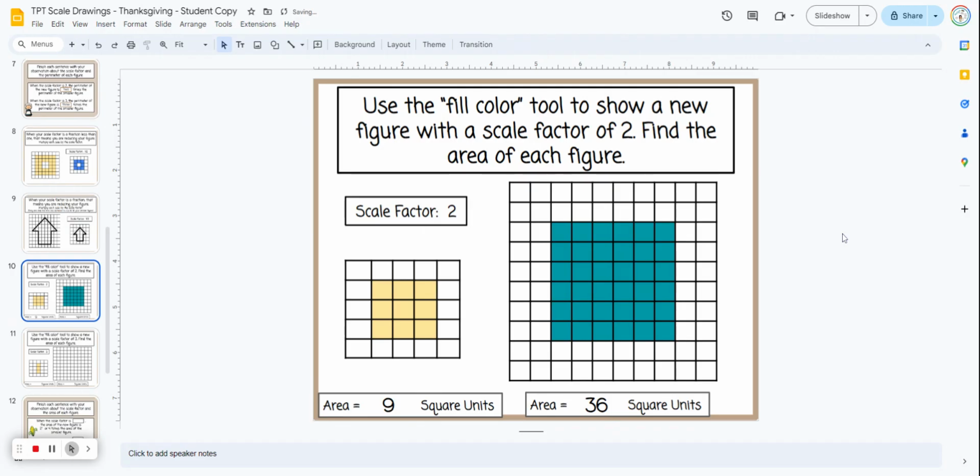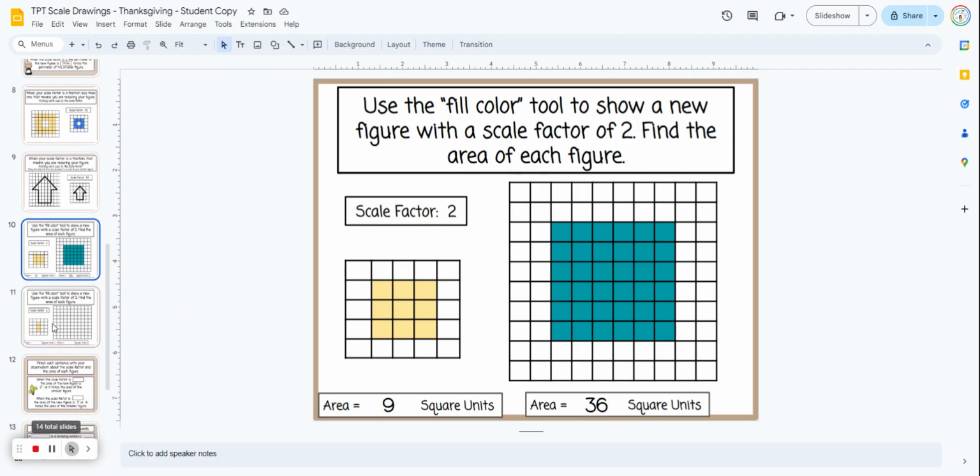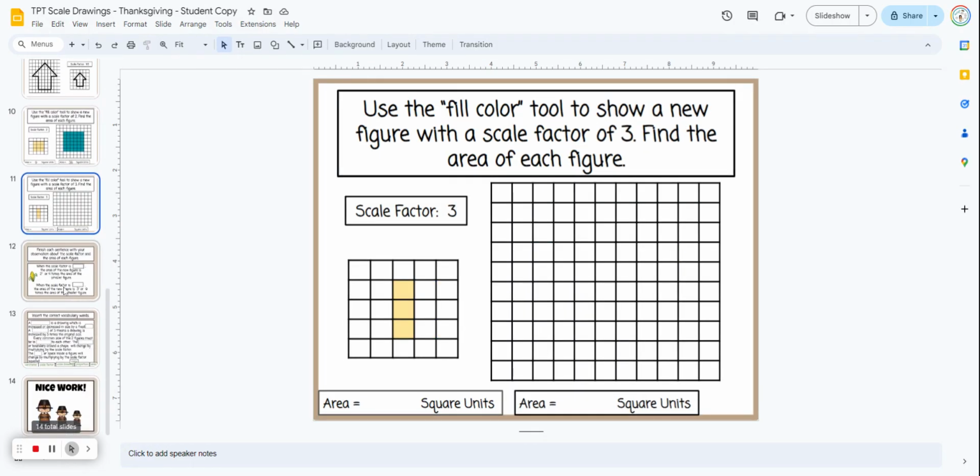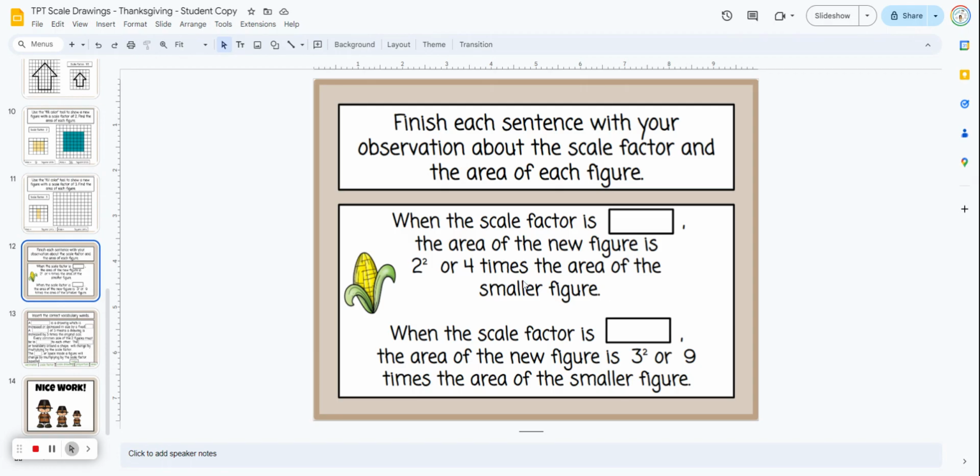And you want to point out to the students that you take your smaller area and you're going to multiply by the scale factor squared. 2 squared is 4. So if we multiply 9 times 4, we're going to get the area of the larger figure. And they're going to do the same thing in the next one. And then a little recap again: when the scale factor is 2, the area of the new figure is 2 squared, or 4 times the area of the smaller figure, and so on.